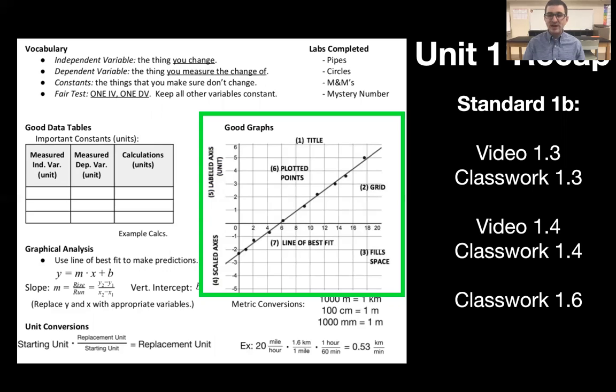For standard 1B, it's really important that you remember all of the graphing conventions because a lot of people are forgetting 1 or 2, and then that makes it really hard for you to have an accurate graph.